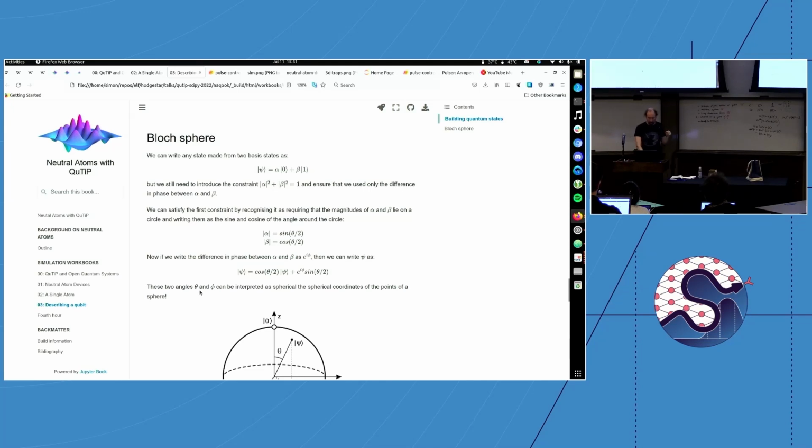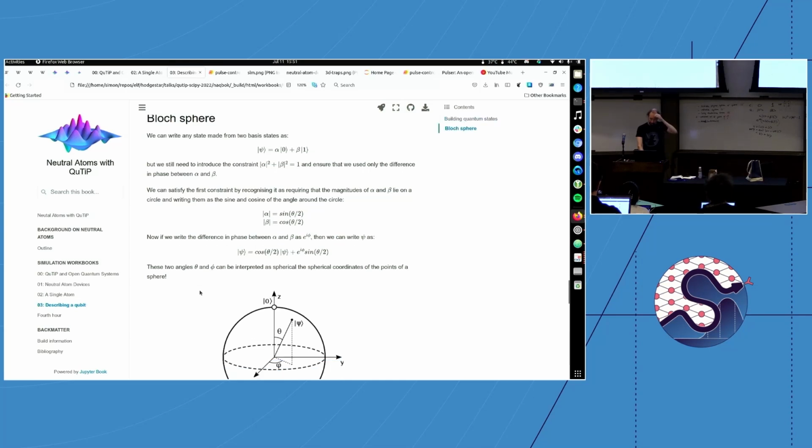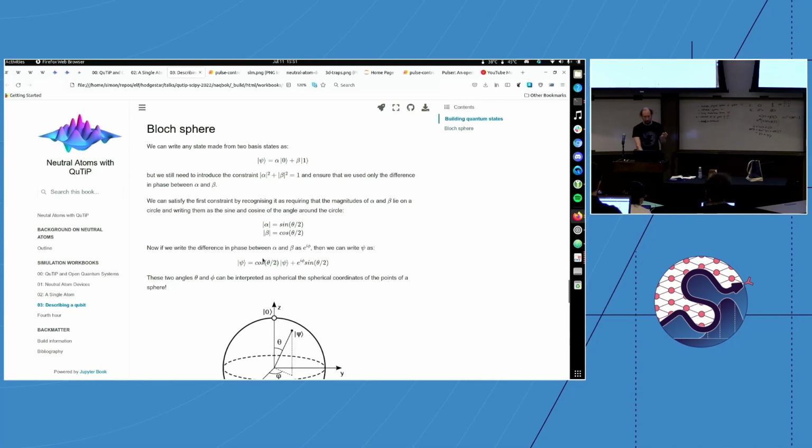So the idea here is that you can capture the fact that the squares of the lengths have to sum to 1 by replacing alpha and beta's magnitudes by a sine and a cos of some single angle, because then you have sine squared plus cos squared equals 1. So if you write the state as cos of something plus sine of something, then you know that alpha squared plus beta squared is going to be equal to 1. So now you've taken care of that constraint.